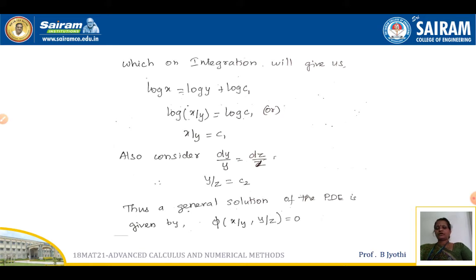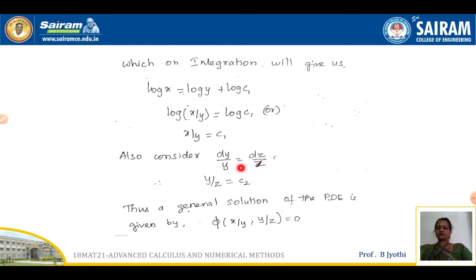So on integration we get log x is equal to log y plus an integration constant, which should be similar to these two terms, that is log c1. So log x minus log y is equal to log c1, that can be written as log of x by y is equal to log of c1, that is x by y is c1.